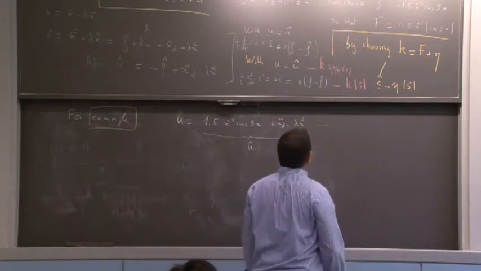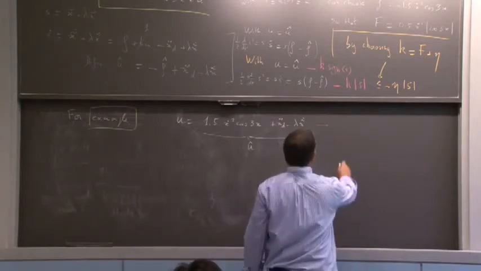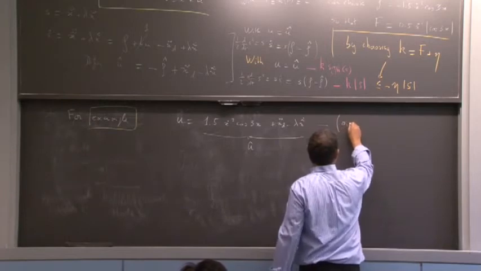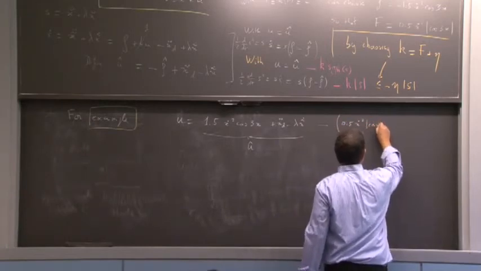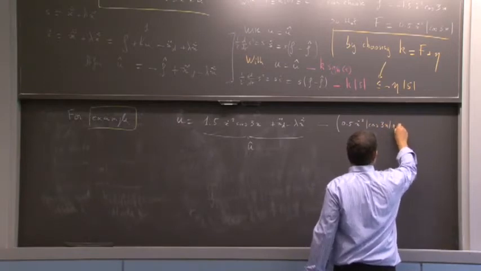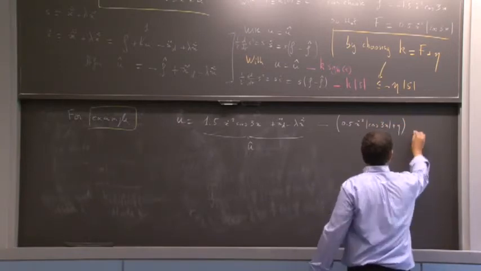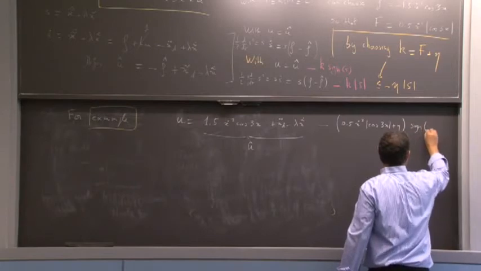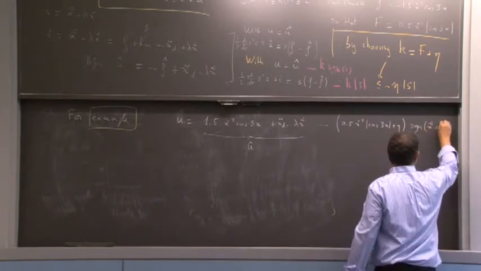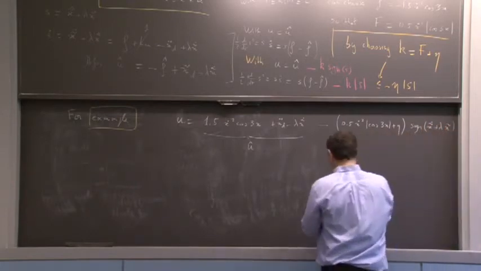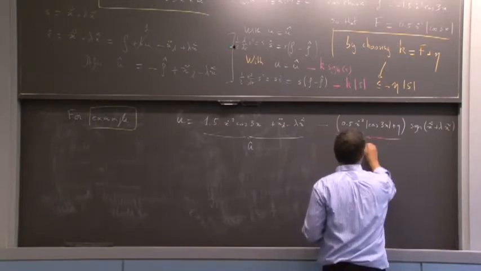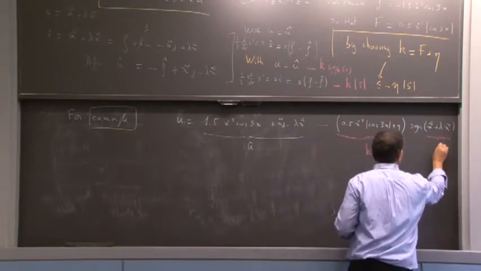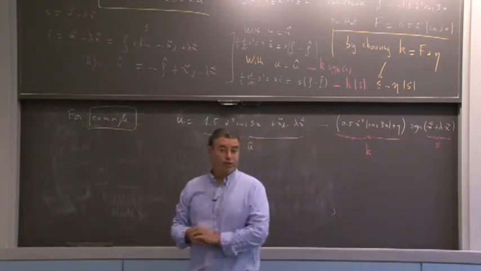Minus k sine of s. Okay, so k is 0.5 x dot square cosine 3x plus eta, sine of s, which is x tilde dot plus lambda x tilde. Okay, so this is k, and this is s. Okay, so that's your control law.